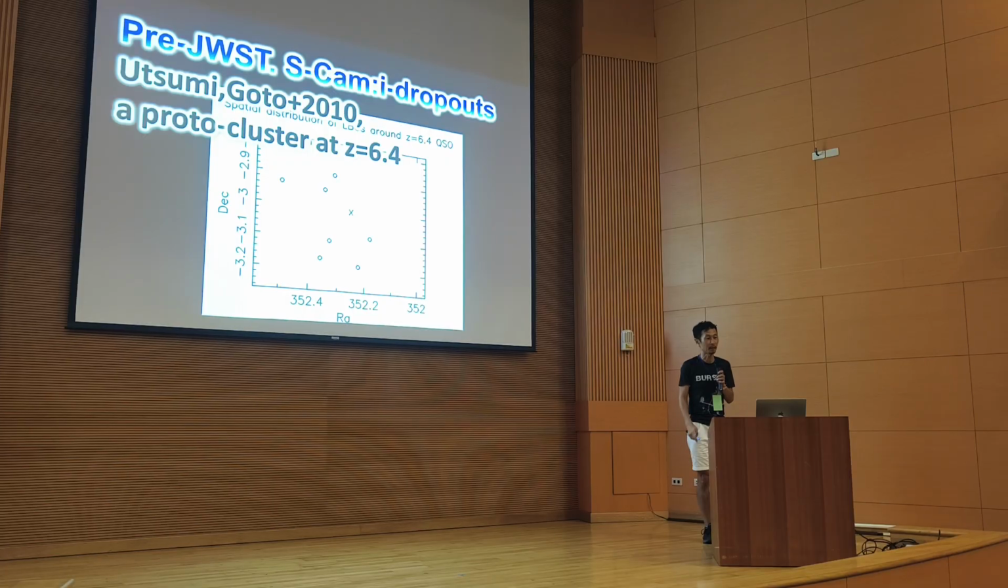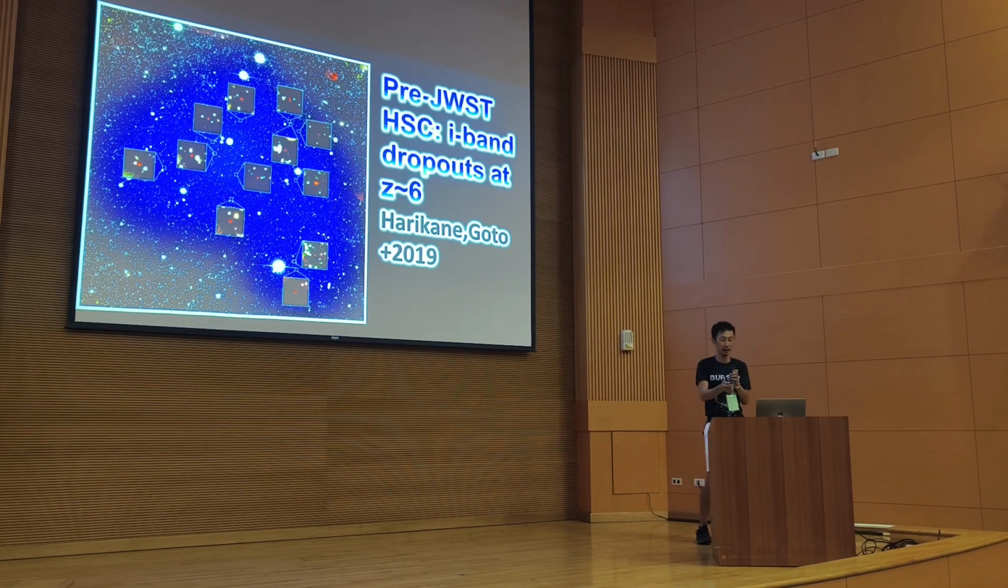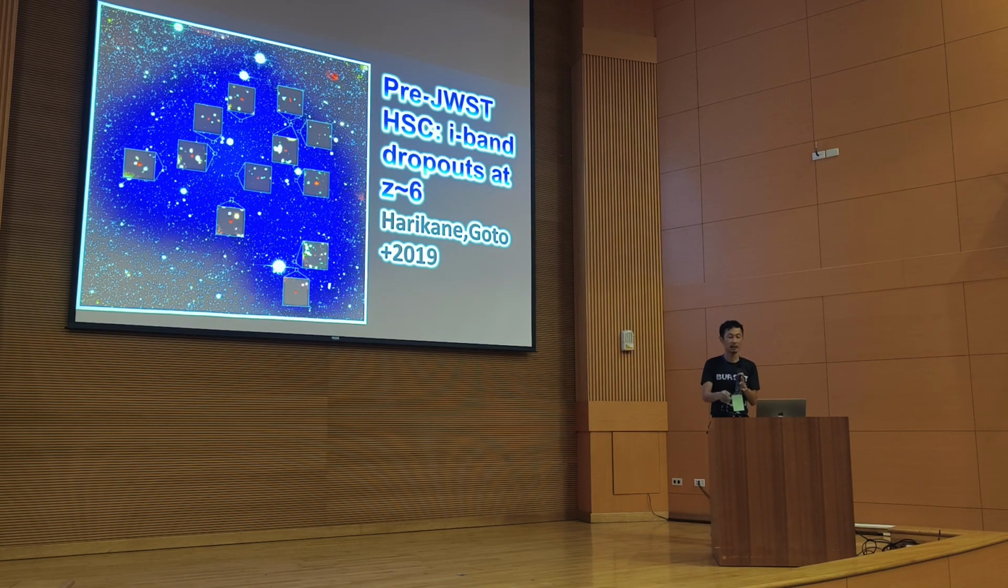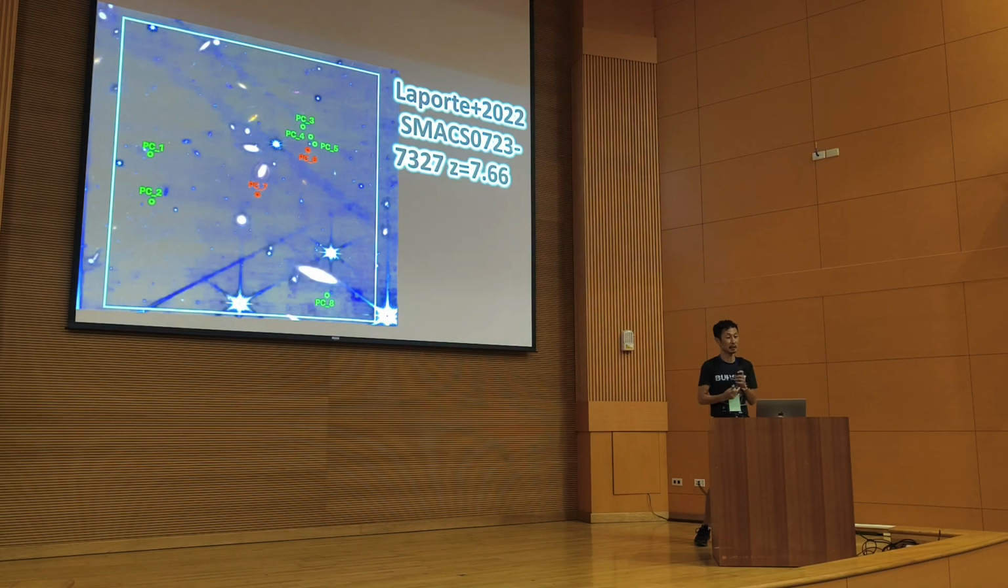Later, Hyper Suprime-Cam came, so we were able to search a much larger volume for protoclusters, but still searching for I-band dropouts. Here Harikane-san found many protoclusters at redshift 6. I helped a little bit on this work. So that was the situation. But then JWST changed the situation. With JWST NIRCam, we have very deep near-infrared photometry, so we can extend protocluster searches to redshift 7 and beyond. This is a very competitive area, and people have already found a few protoclusters.